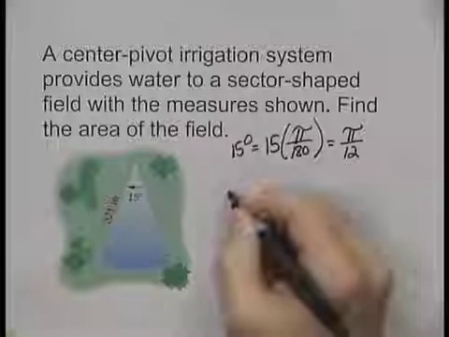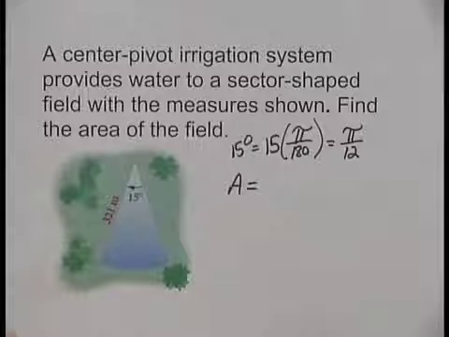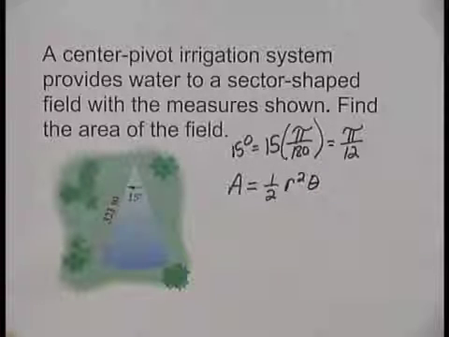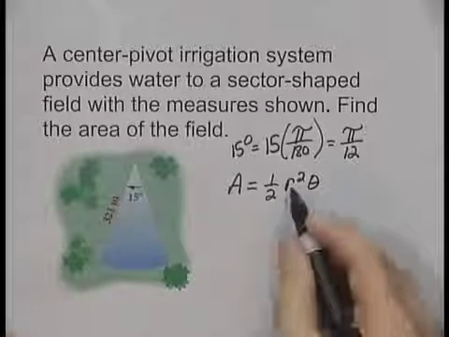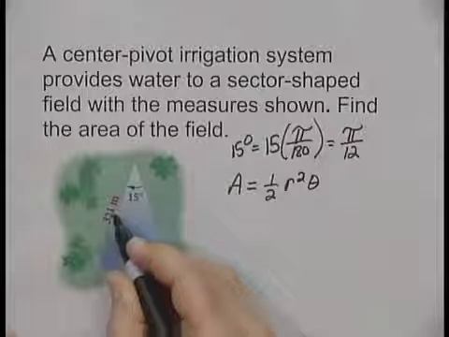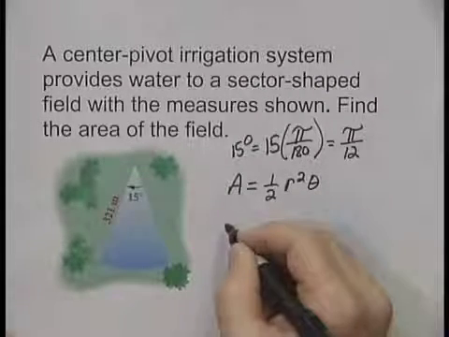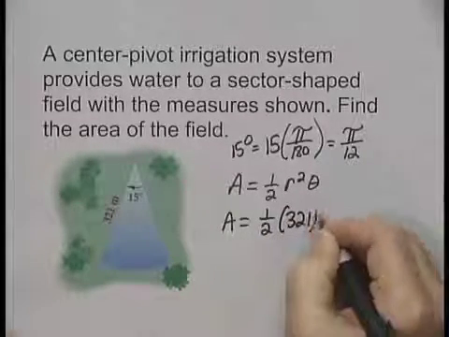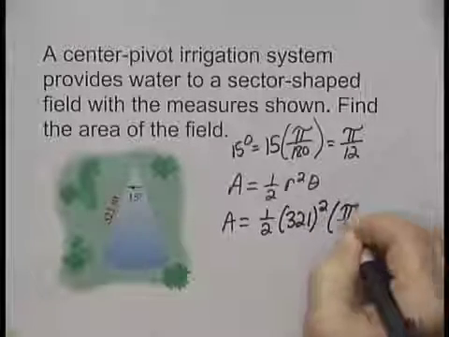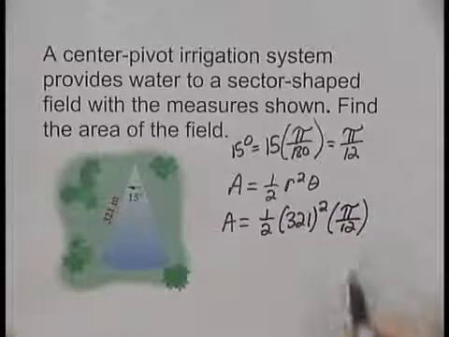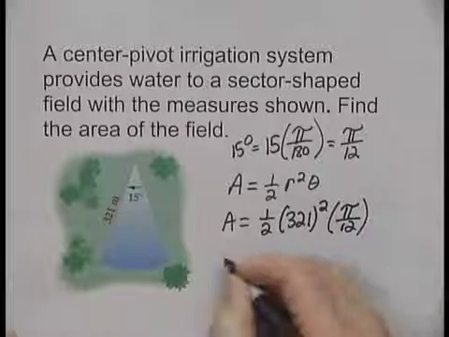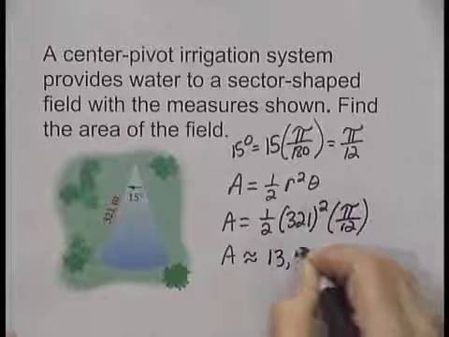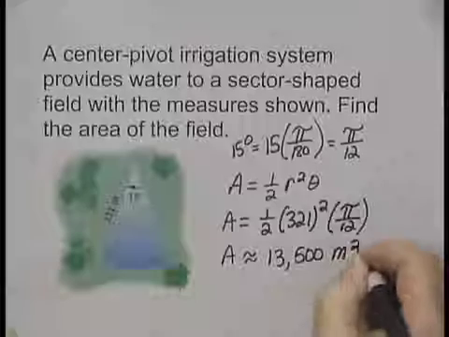The formula for area of a sector is that the area equals 1/2 r squared times theta, the angle of the sector, r, the radius. So the radius is 321 and theta is pi over 12. The area is equal to 1/2 times 321 squared times pi divided by 12. Evaluate all of this on a calculator and you'll find that the area is approximately equal to 13,500 square meters.